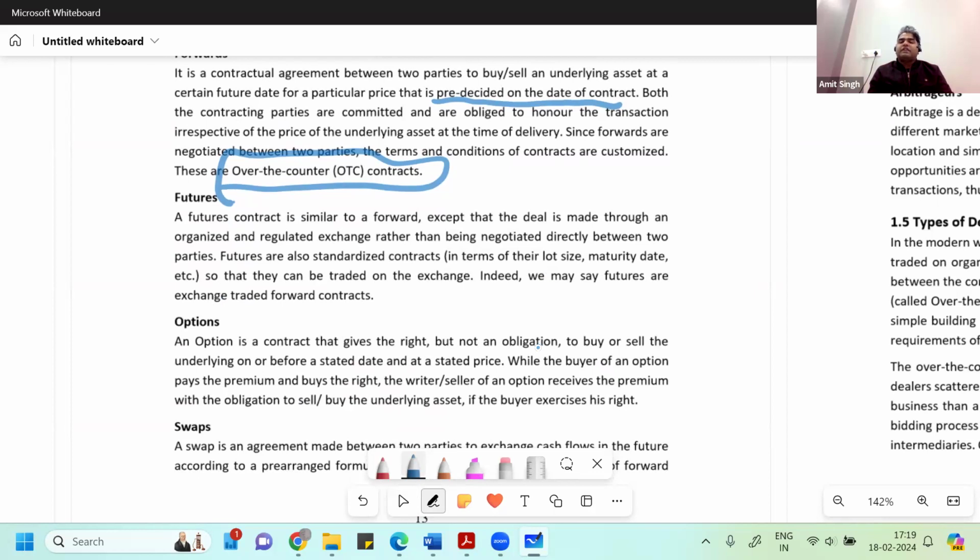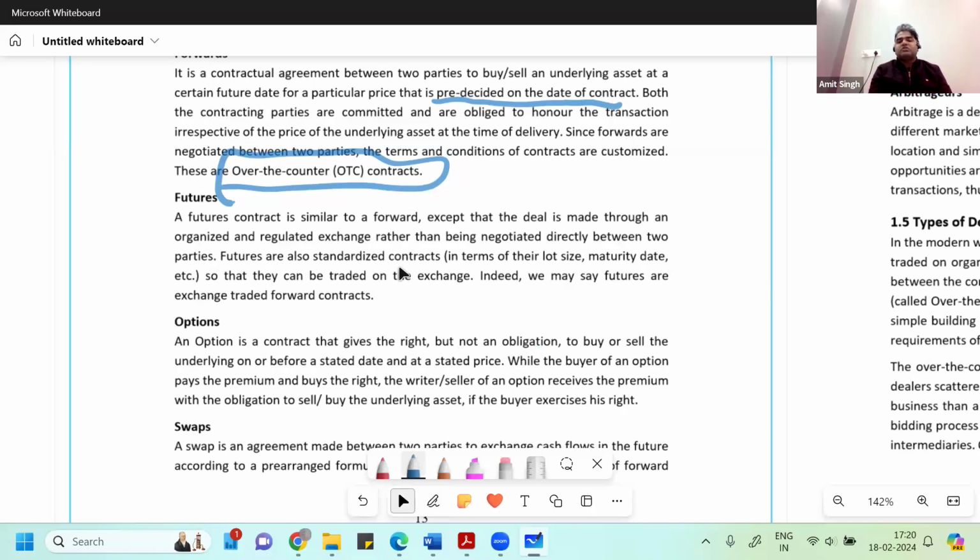Then the next thing I mentioned is, what is a futures contract? Futures contracts are nothing but forward contracts which we allow for trading over the exchange so that counterparty risk can be avoided. A futures contract is similar to a forward except that the deal is made through an organized and regulated exchange, rather than being negotiated directly between the two parties, which happens in the case of forward contracts.